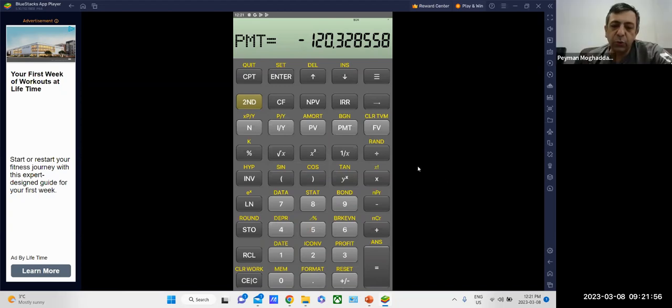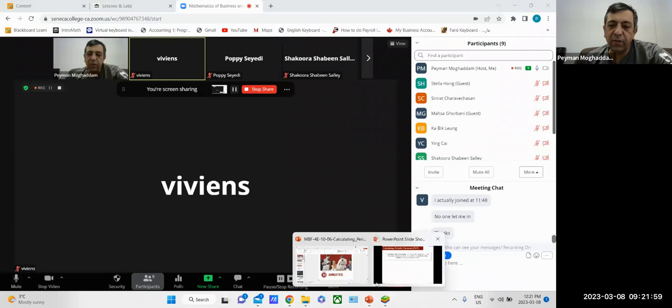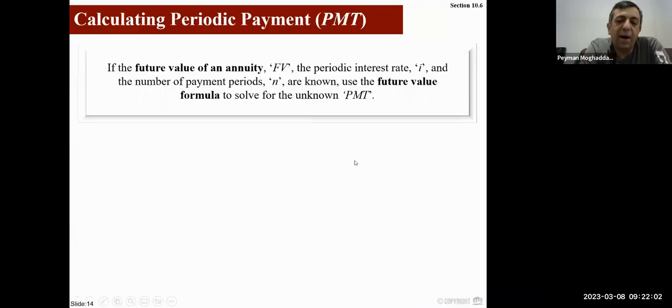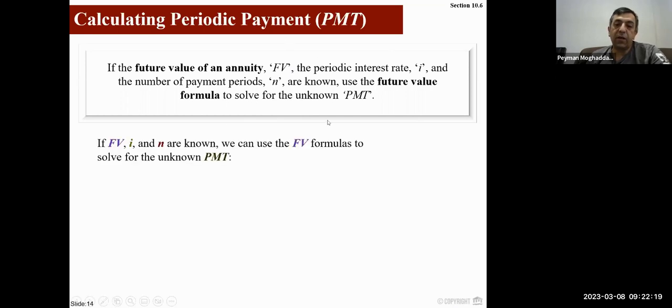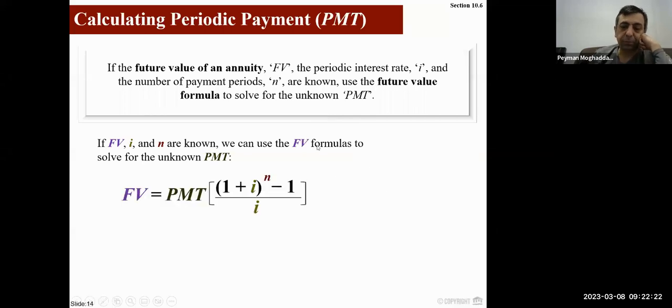All right. Let's go back to what we were discussing before. Sometimes we have a problem where they give us the future value, the interest rate and the number of payments, and they ask us for the PMT, the payment. In that case, we need to use the future value equation, similar to how you used the present value equation to find the PMT.